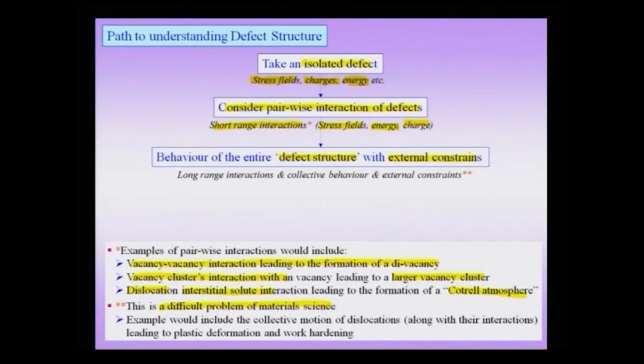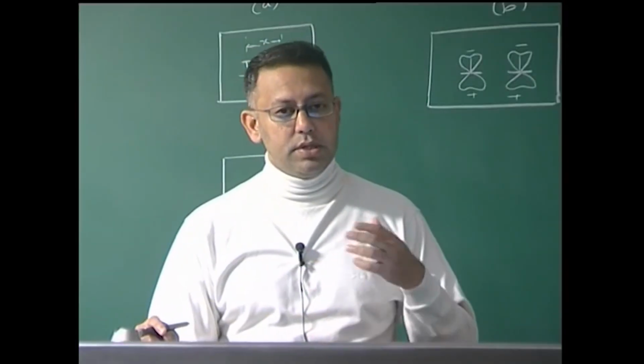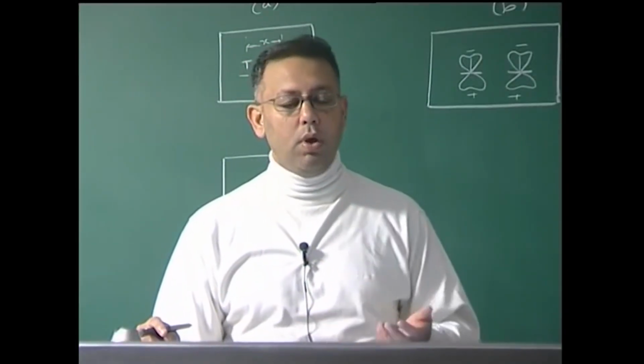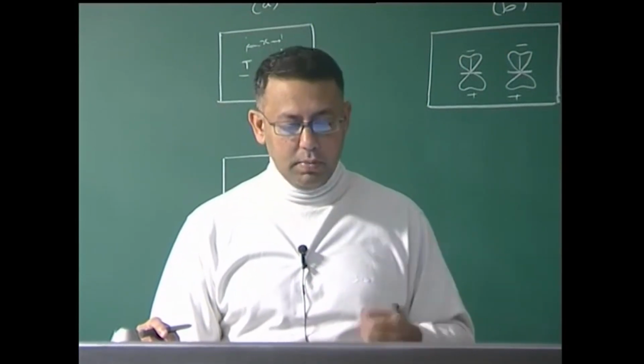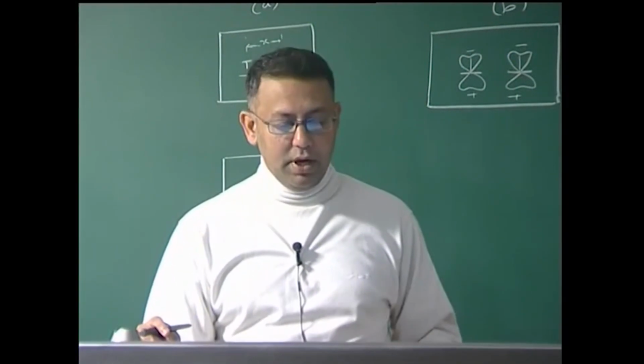And when I am talking about the collective motion of dislocations, as in the example we are talking about here, leading to plastic deformation and work hardening, we need to consider not only millions or billions of dislocations, but millions and billions of dislocations in a very complicated structure like cell walls or along the grain boundaries, and their interaction with other defects in the material, which makes this problem extremely difficult.